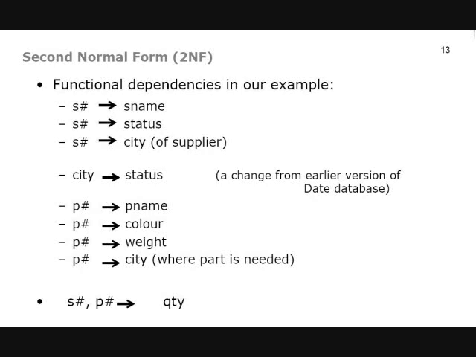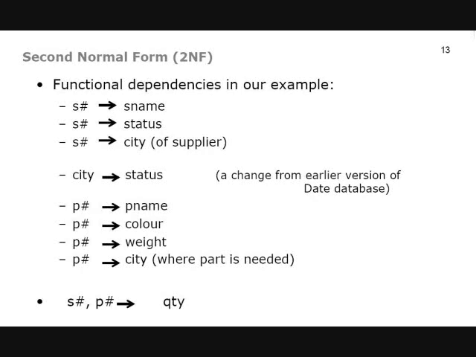I also know that if I know the supplier number, I know the status of the supplier. Okay, that's also a functional dependency. I know that if I know a supplier number, I know the city of the supplier. Okay? I said in this example that the status is determined by the city. So I have an additional functional dependency that says, if I know the city, I know the status. Because London is associated with 10, Paris is associated with 20 or whatever. So there's a functional dependency there in my data.